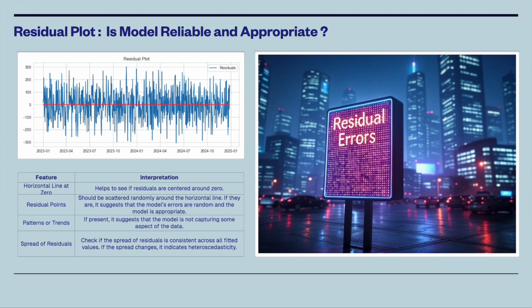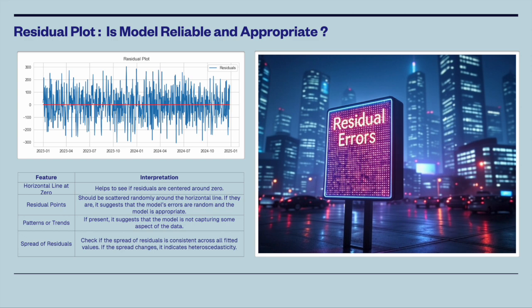As you can see, most of the data is in the middle, around 0, and should be scattered randomly around the horizontal line. You can see the randomness of the data, which is fine. If a pattern or trend is present, it suggests that the model is not capturing something, that the model is not appropriate.